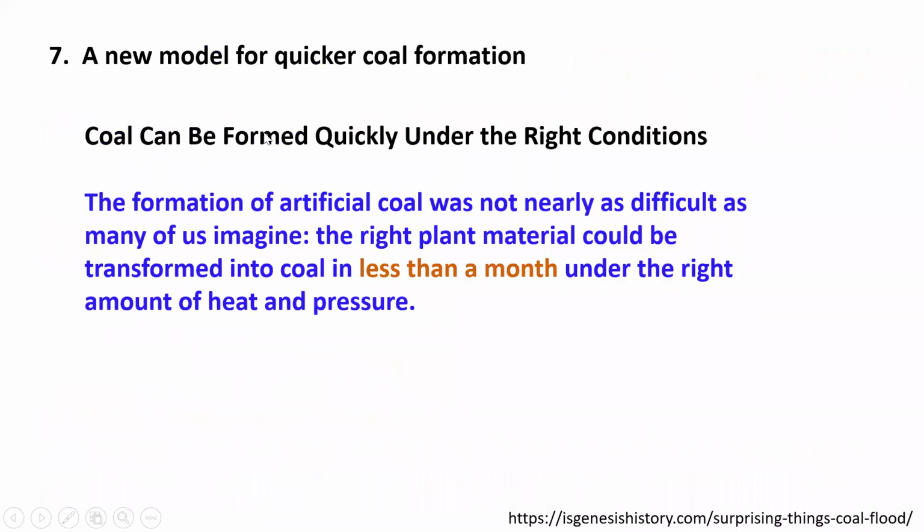Now coal, what we learn is coal can be formed quickly under the right conditions. The formation of artificial coal was not nearly as difficult as many of us imagine. Okay, even nowadays we can make coal. We don't need thousands or millions of years. So another lesson, we will look at that. The right plant material could be transformed into coal in less than a month. Yes, under the right amount of heat and pressure, which we have when we have a volcano.